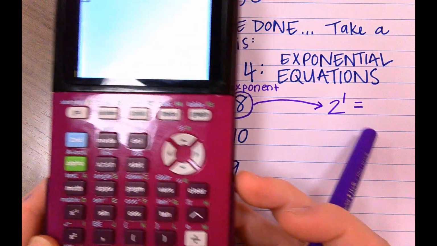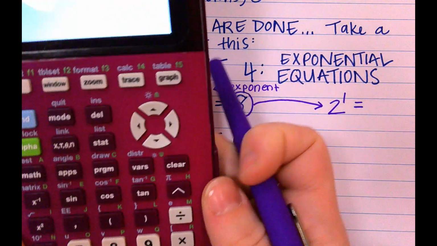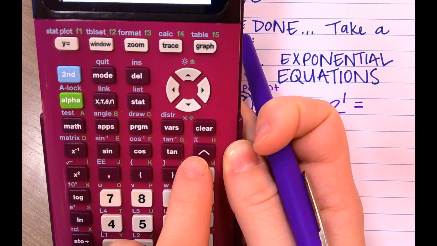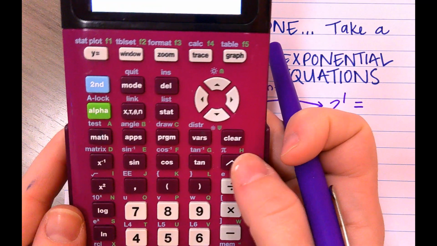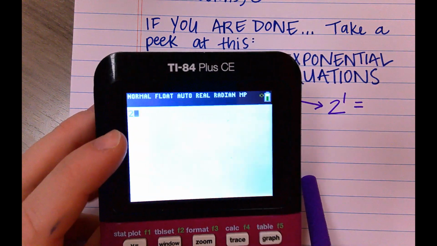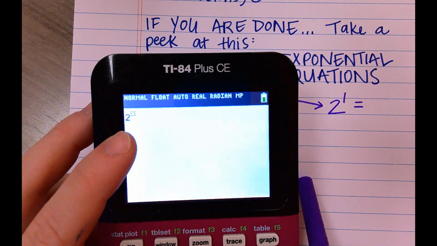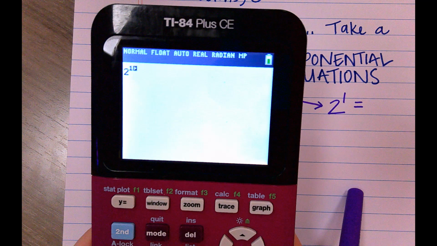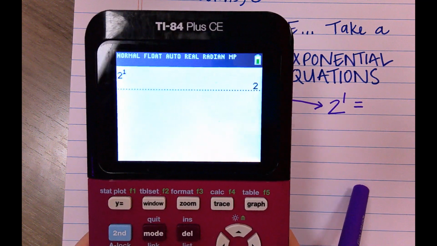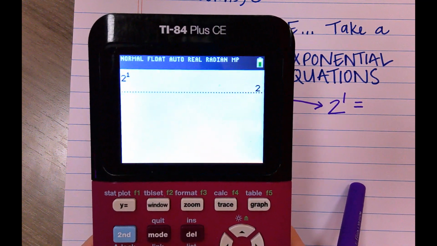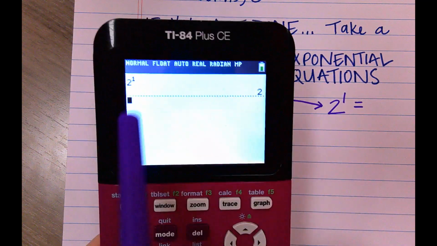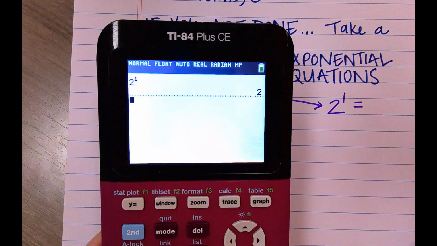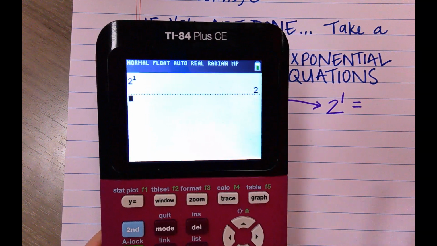Clear that. And then instead of using the x squared button, we're actually going to use right above the division symbol, there's an up arrow. This puts your calculator into the mode where you can type in a number for your exponent. So we're going to type 1 and hit enter. So 2 to the first power is what? 2. That just means I'm taking 2 one time. It's kind of like 1 times 2.